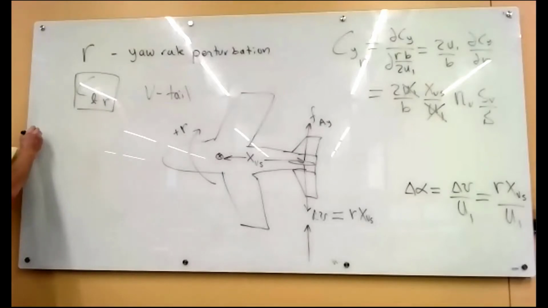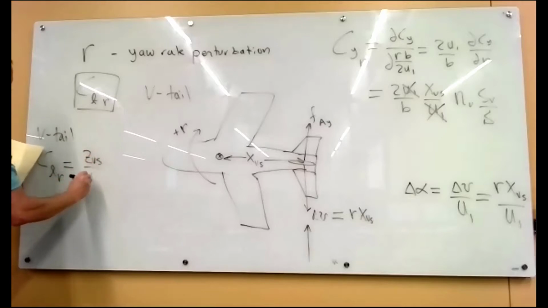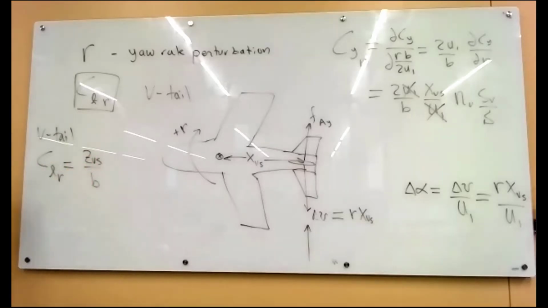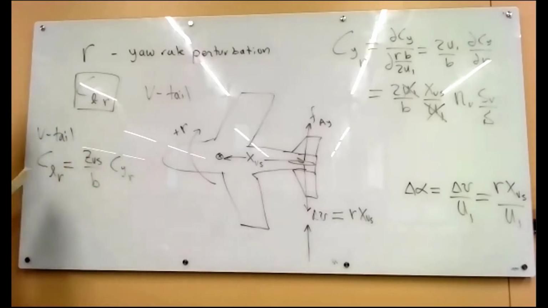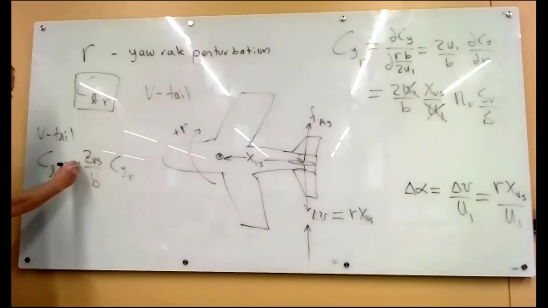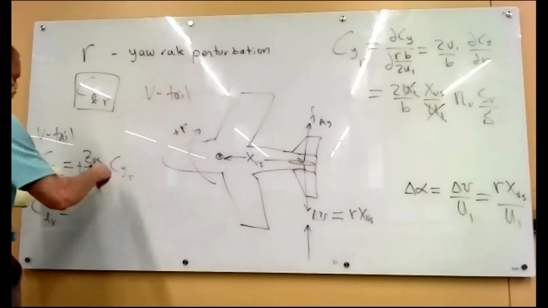So this is easy. The vertical tail effect, CLR, it's just that ZVS, that vertical distance, non-dimensionalized, times CYR, and it's going to be positive because we've proved that with our foam airplane. And it's because the moment arm is positive up this way and the force is that way, so it creates a positive rolling moment. So the formula for this looks exactly like that, just multiplied by this stuff.